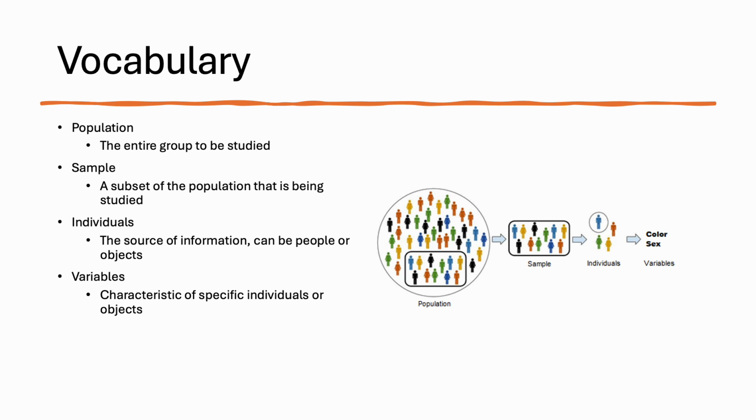So I have a little diagram here that goes through this in a picture. So population, that's the largest circle, and then we can see from inside the population circle, we have a sample being taken. So it's people that are in the population, but it's not everybody. And then from that sample, we have individual people. And then from those individual people, we have variables.